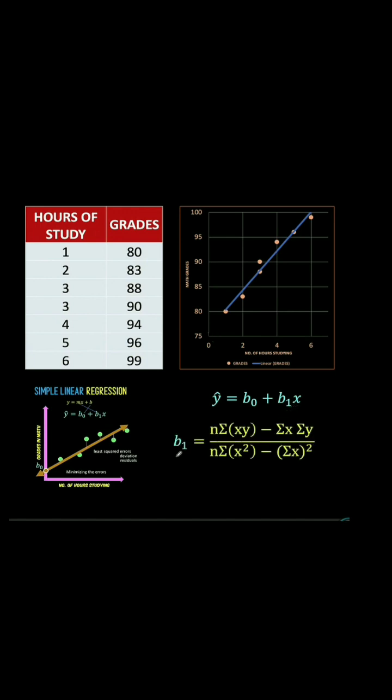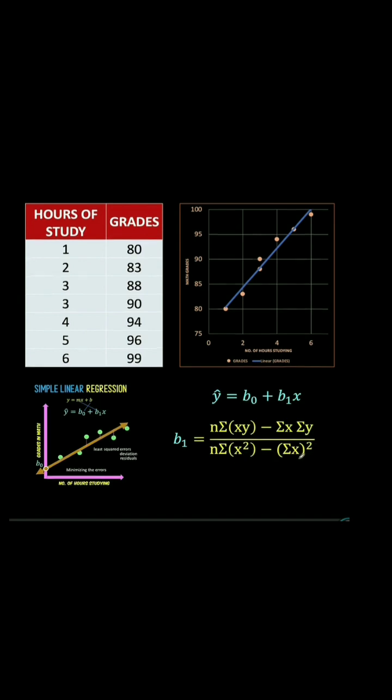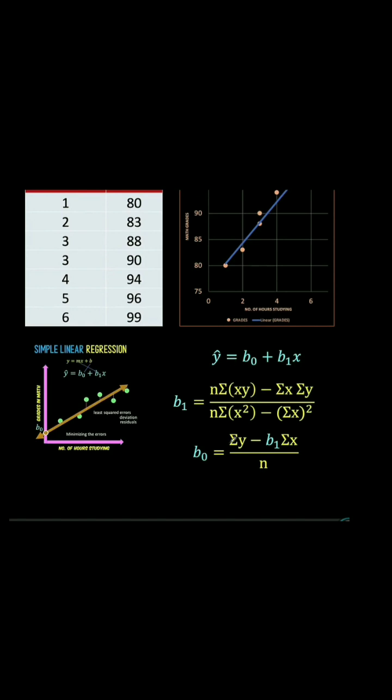And the formula to find the slope is n times sigma xy minus sigma x times sigma y, all over n times sigma x squared minus the square of sigma x. And the formula for the y-intercept is sigma y minus whatever is your computed slope times sigma x, all over n. So in order to apply this formula, notice that we need the summation of xy, the summation of x, the summation of y, and the square of the summation of x, and the value of n.